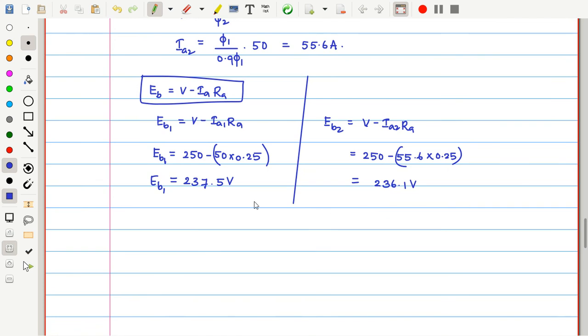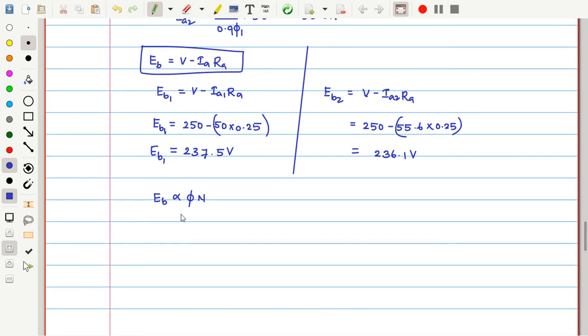So now use these two values. What we know is that EB is proportional to flux into speed. Now we know that flux is reduced, thereby the speed is going to increase. How much is that increase? From this relationship, we can write EB2 divided by EB1 is equal to phi 2 divided by phi 1 into n2 divided by n1, a simple proportionality relationship.